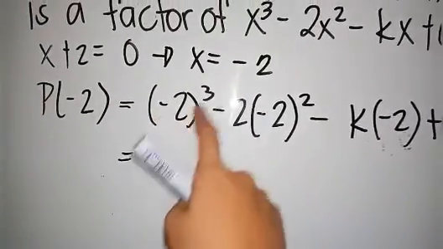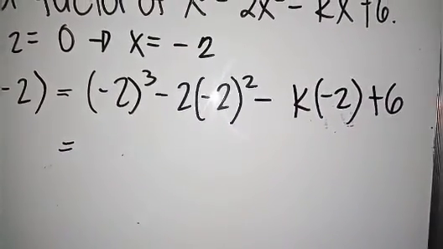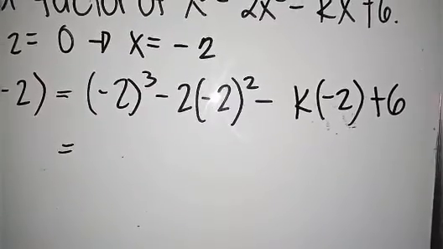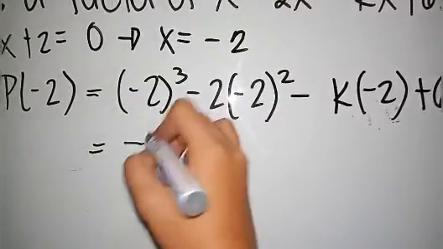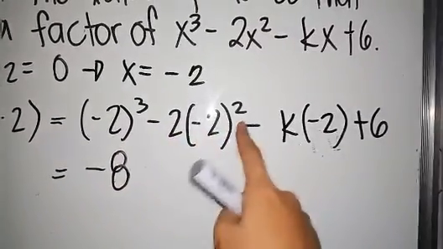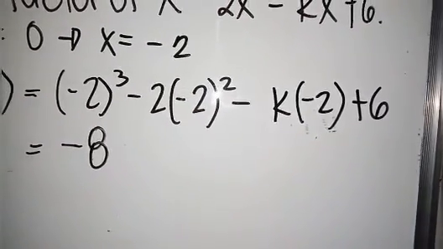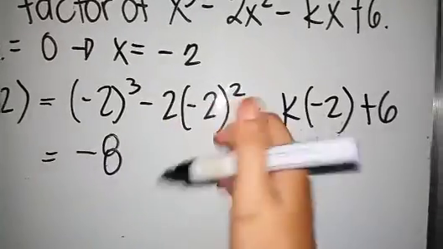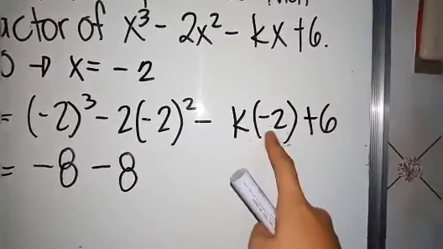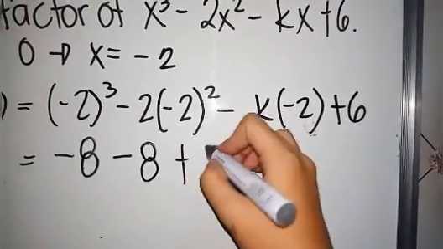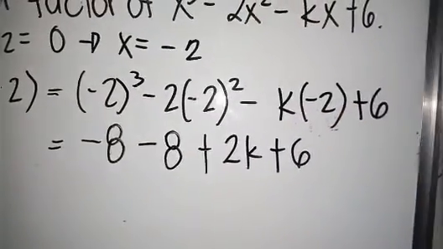So we have negative 2 cube, it means that negative 2 times negative 2 times negative 2. So, negative 2 times negative 2 will give us positive 4. Then, positive 4 times negative 2 will give us negative 8. Then next, ito muna yung may exponent. So, negative 2 square will give us positive 4. Then, positive 4 times negative 2 will give us negative 8. Then, negative k times negative 2 will give us positive 2k. Then, just copy positive 6.